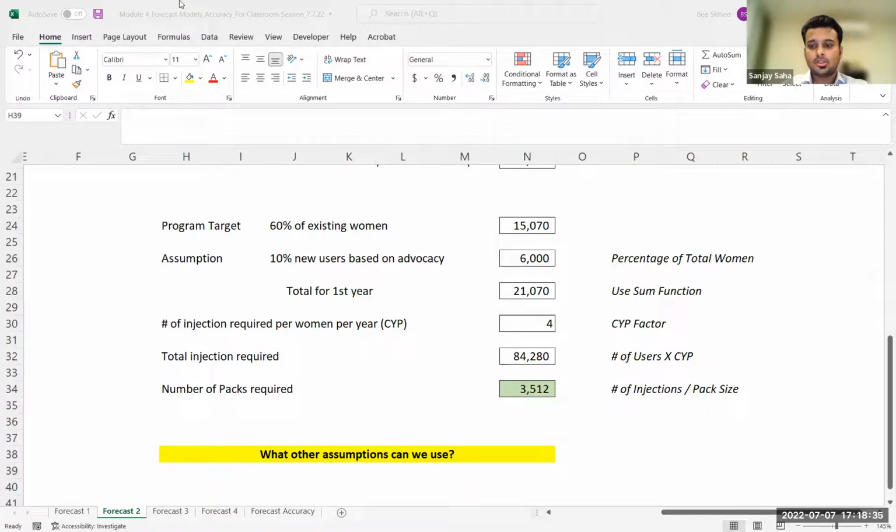Buffer stock. So again, if you remember in the beginning when I said we are not doing quantification at this point, we're only doing forecasting first of all. So we're not talking about any stock on hand, buffer stock, safety stock, wastage, etc. Also, in this example, there is no buffer stock.